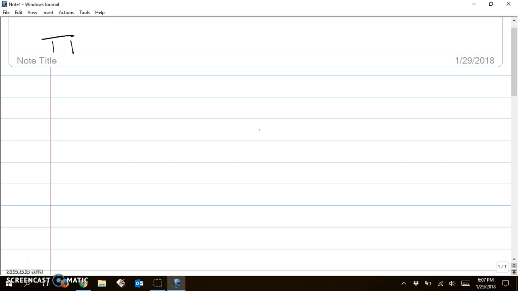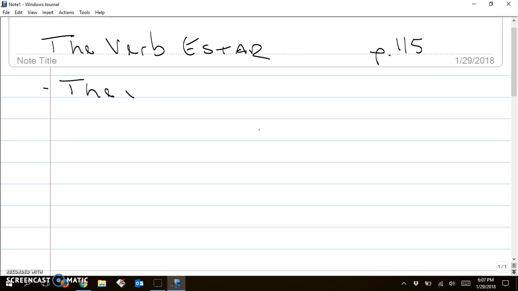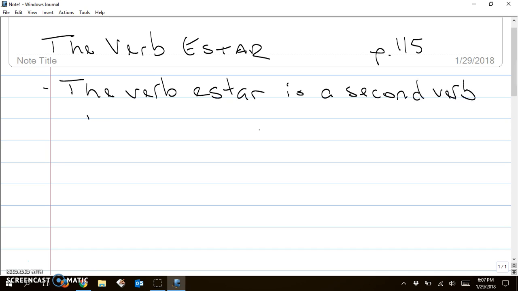But we are going to talk about the verb estar. This can be found on page 115 of your textbook, so you could always refer back there. Now, the verb estar is a second verb in Spanish that means to be.